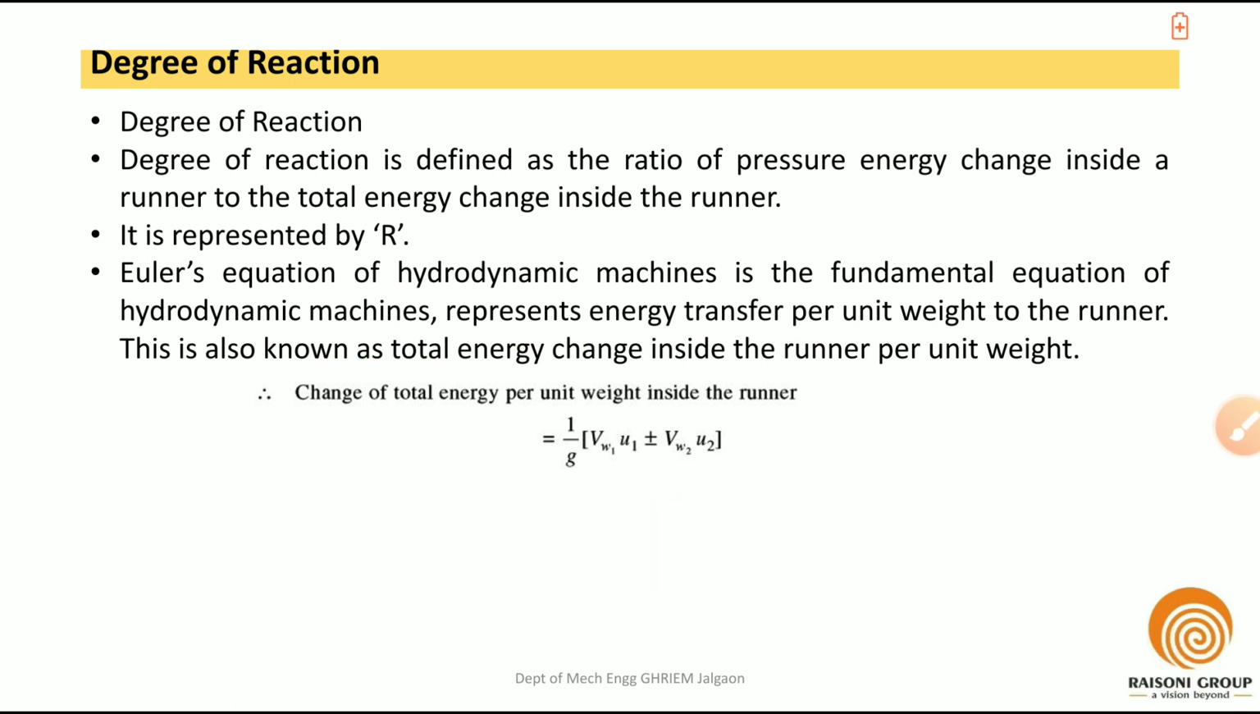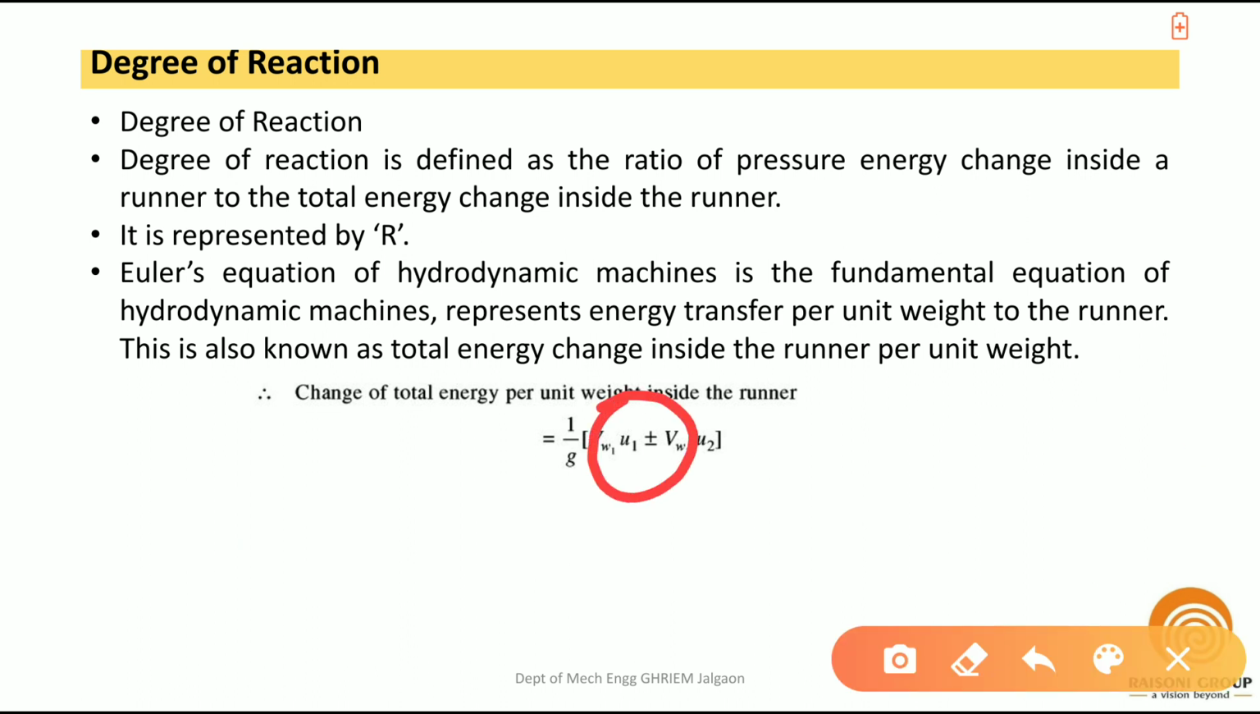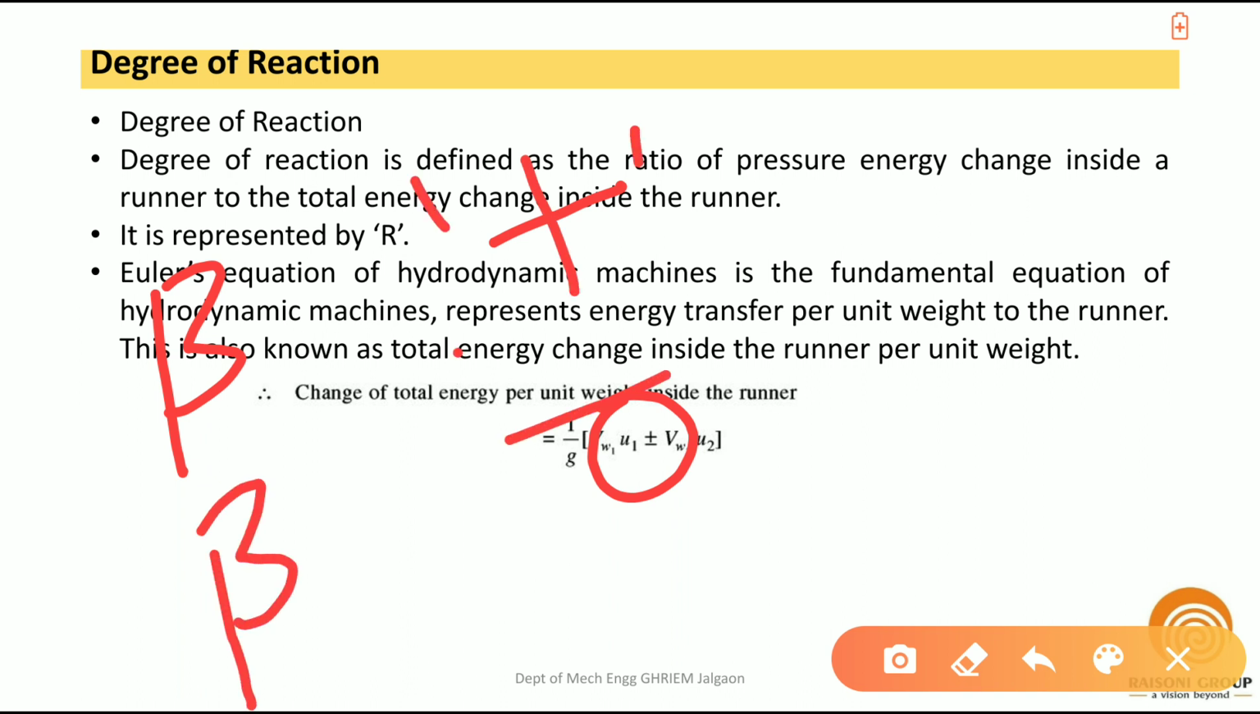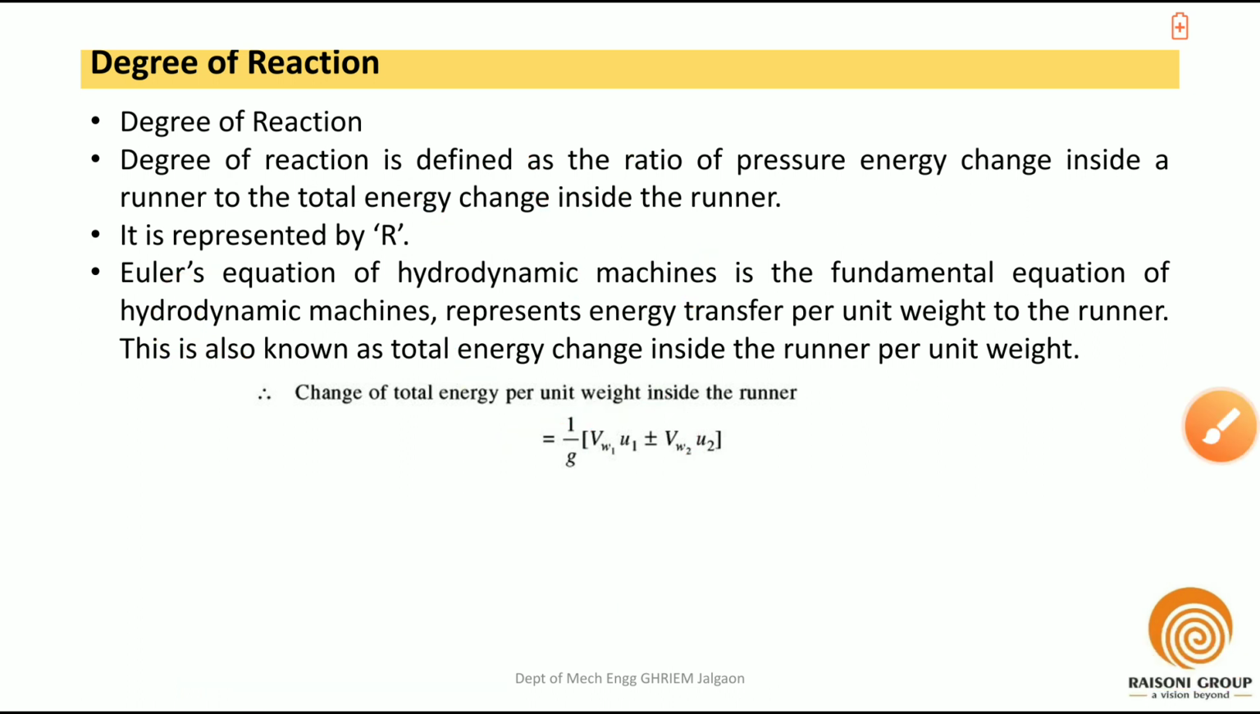Vw is the velocity of whirl, suffix 1 is for inlet and suffix 2 is for outlet, and U is the tangential velocity. And there are these plus and minus signs. So when the angle beta is acute, then there is a plus sign, and when the angle beta is obtuse, then there is a negative sign.